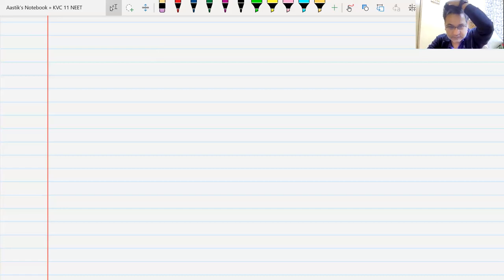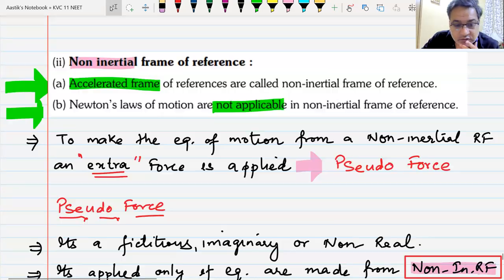So how can I make Newton laws applicable? What can I do to make Newton laws applicable in non-inertial frames? Extra force applied. Newton laws are not valid in non-inertial frames. So what can I do to make them valid? Or to write, the extra force is applied.